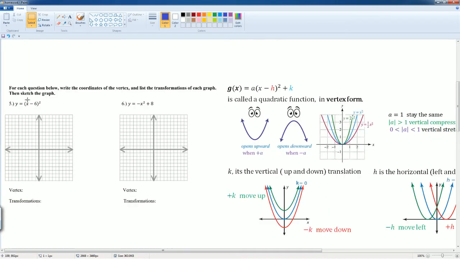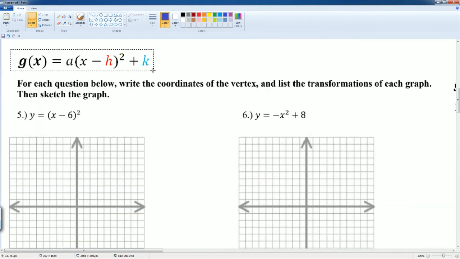To do this, it asks us for each question below, write the coordinate of the vertex and list the transformation from each of the graph. Then sketch it. Making our life easier, we have our vertex form here, and our vertex form does give us something very useful. Our vertex form does automatically give us our vertex. The vertex, if it's in vertex form, is defined by just (h, k).